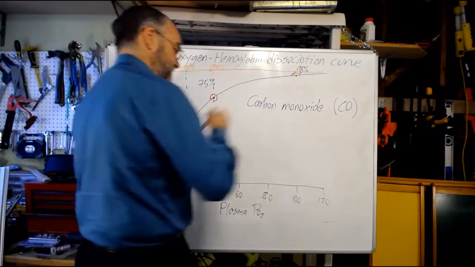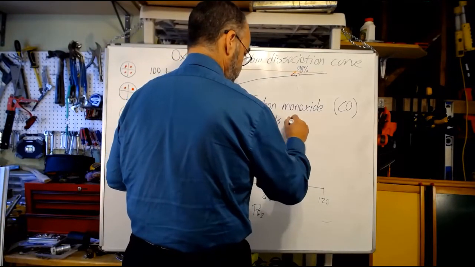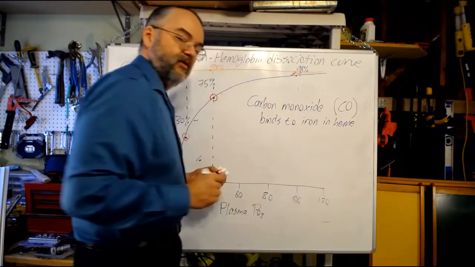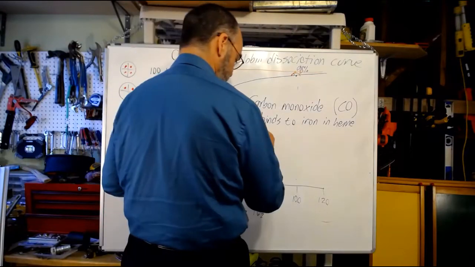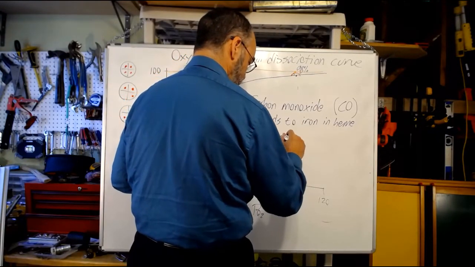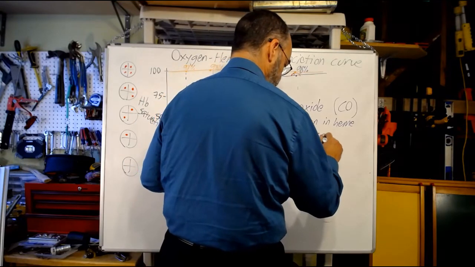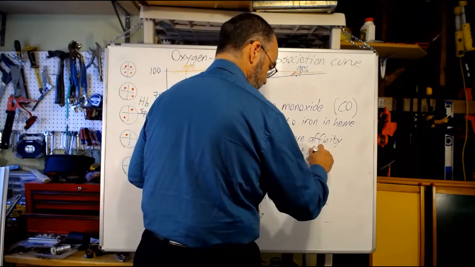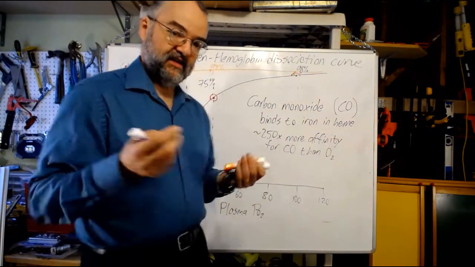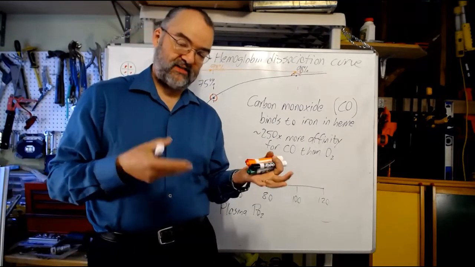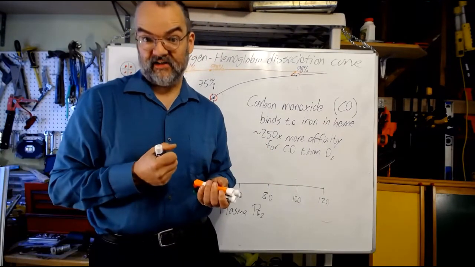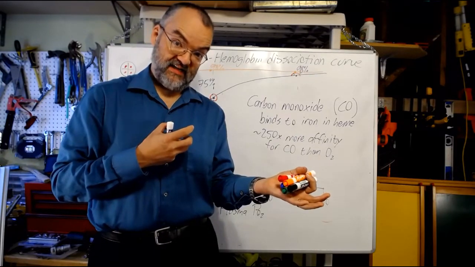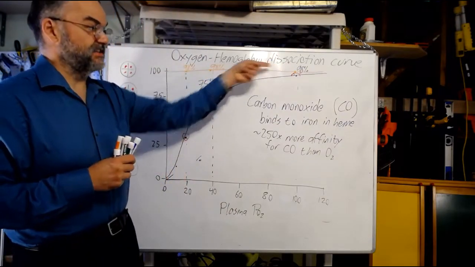Carbon monoxide binds to the iron in the heme group. But heme has about 250 times more affinity for carbon monoxide than oxygen. In other words, if hemoglobin can bind to either oxygen or carbon monoxide, it will bind to the carbon monoxide. In fact, if there's an oxygen on it, it will kick the oxygen off and take the carbon monoxide instead. And the carbon monoxide doesn't let go.